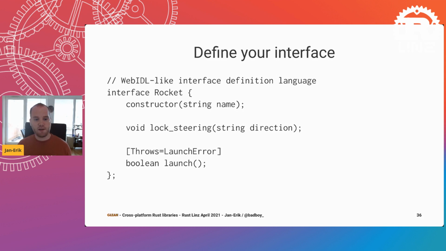So here we define an interface for a rocket. A rocket can be constructed with a name. It can then later be launched. And because the launch can obviously fail, we can throw a launch error.